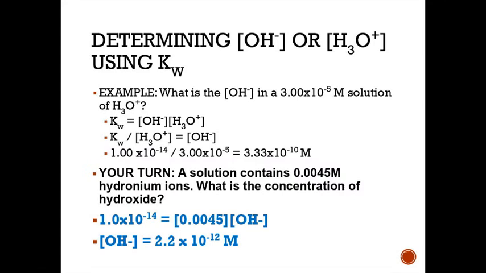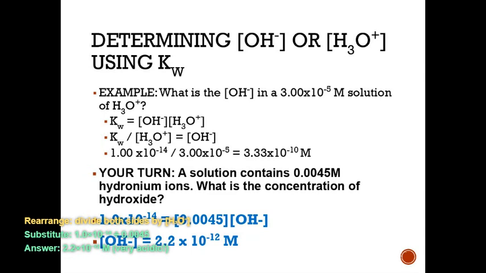Great. Now let's work through your practice problem together. You have 0.0045 M of hydronium ions, which is already in decimal form, not scientific notation yet. You'll substitute this directly into the rearranged equation. Kw divided by H3O+ gives you OH-. When you divide 1.0 x 10^-14 by 0.0045, you get 2.2 x 10^-12.